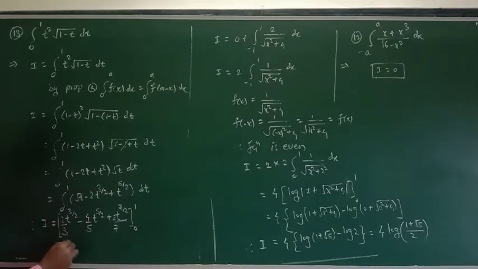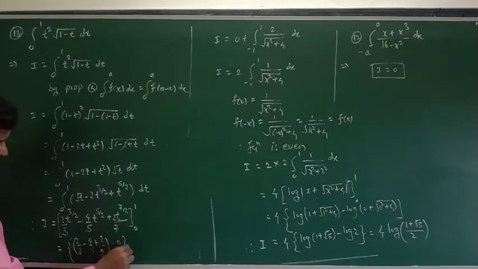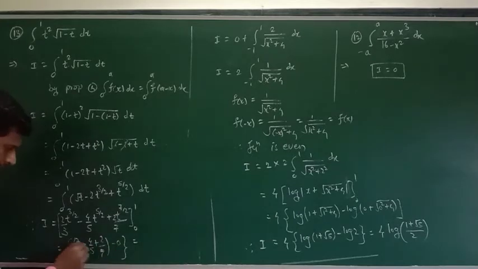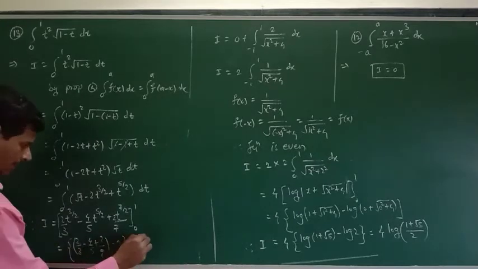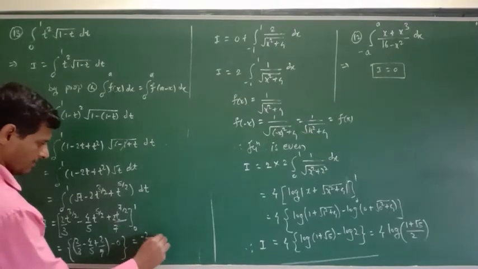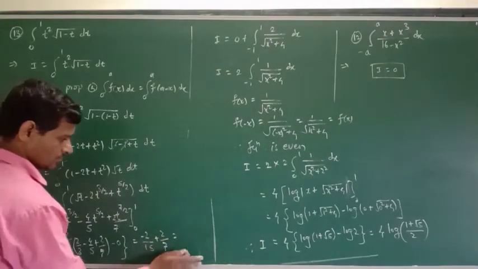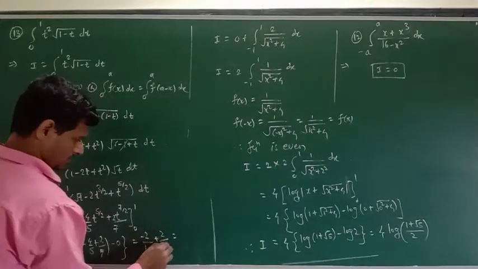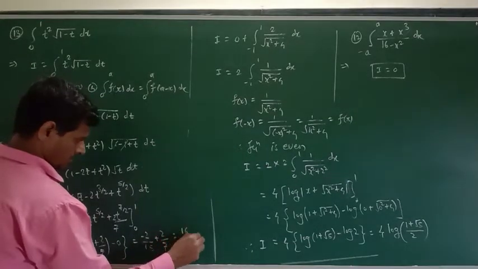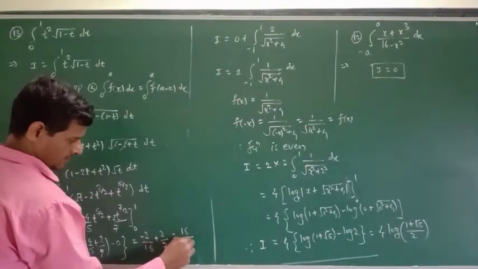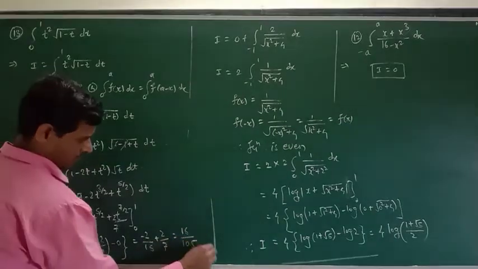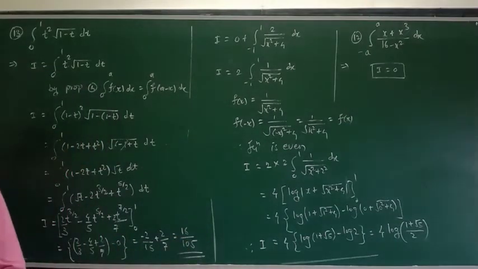So what is its value? Upper limit minus lower limit. So 2 by 3 minus 4 by 5 plus 2 by 7 minus 0. So it is coming 10 minus 12 upon 15 plus 2 by 7. So it is equal to 16 by 105, which is the final value of the definite integral.